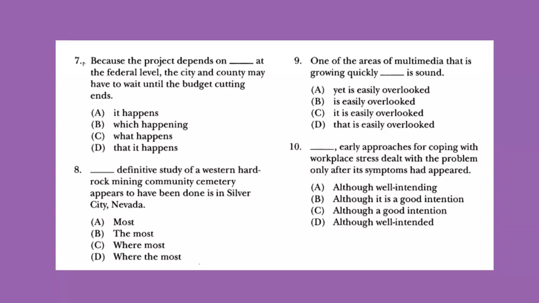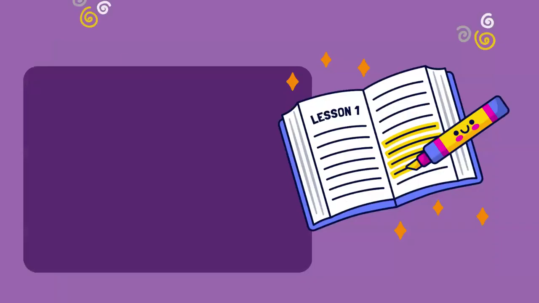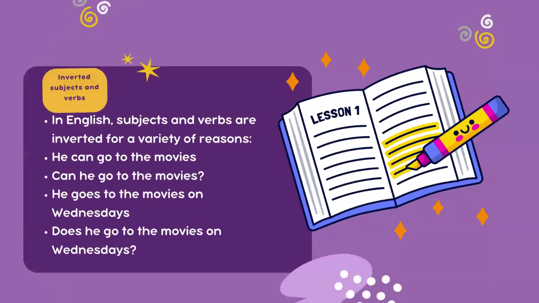Good, let's check the answers. Number 7C, 8D, 9A, and 10D. Now let's talk about inverted subjects and verbs. In English, subjects and verbs are inverted because of a variety of reasons. Let's see some of them that I'm sure that you are all familiar with.